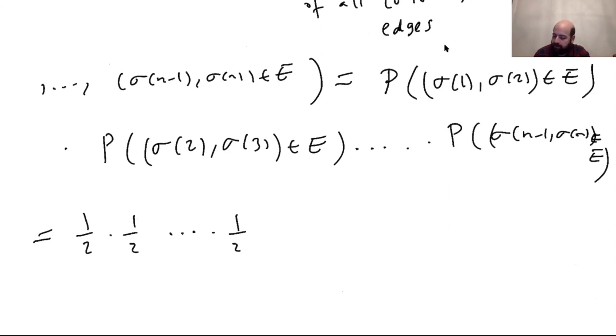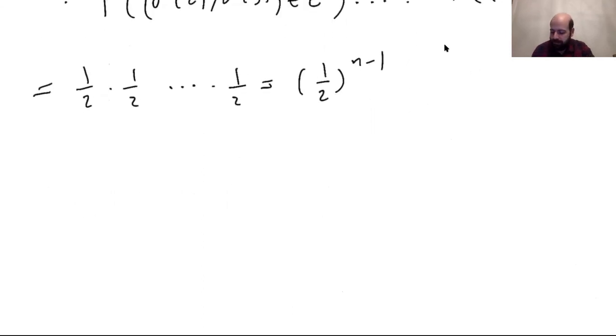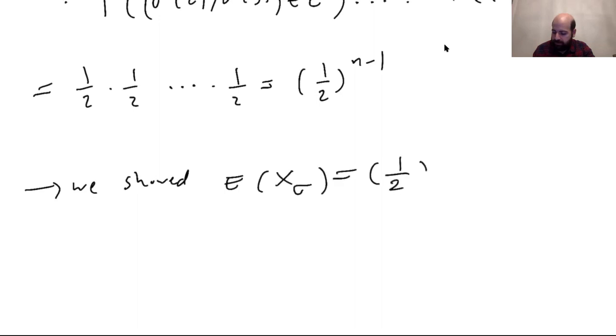So one term, two terms, all the way to n minus 1 terms. So it's 1/2 to the power n minus 1. So we show that E of X sigma is equal to 1/2 to the power n minus 1. Okay, so this one, what was E of X sigma? I fixed my permutation and I found the expected value.